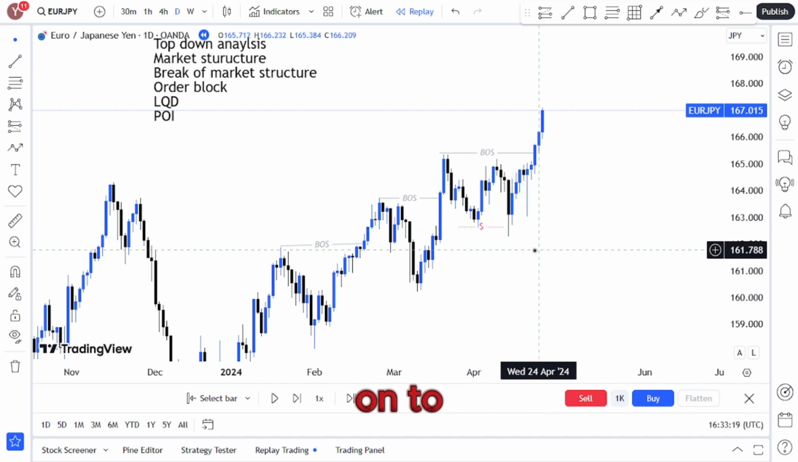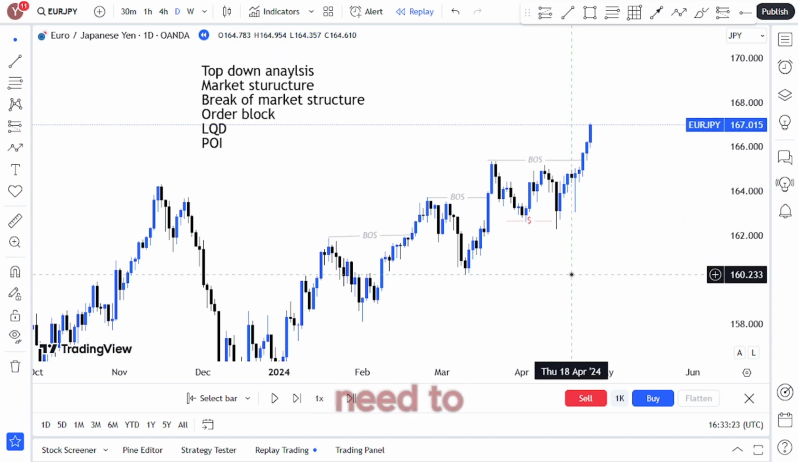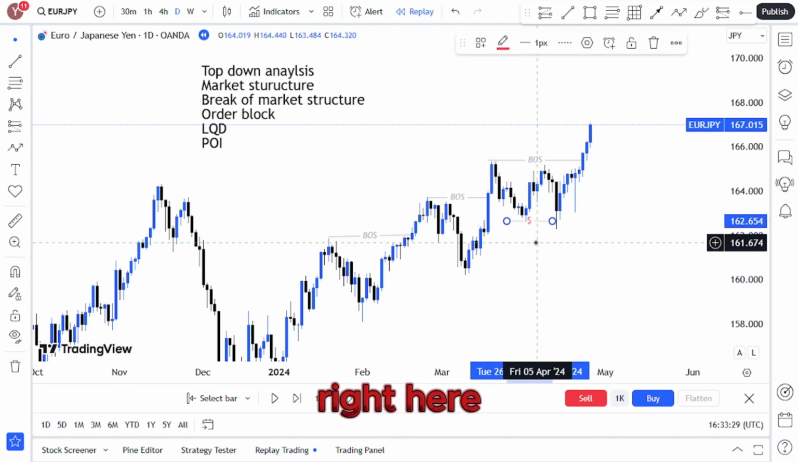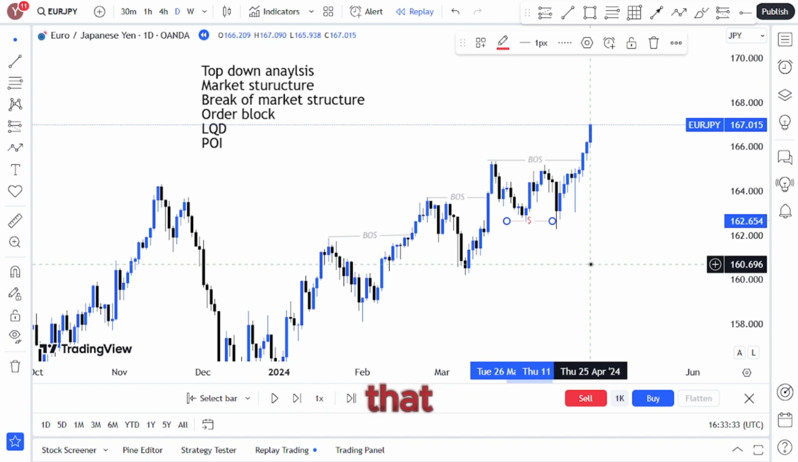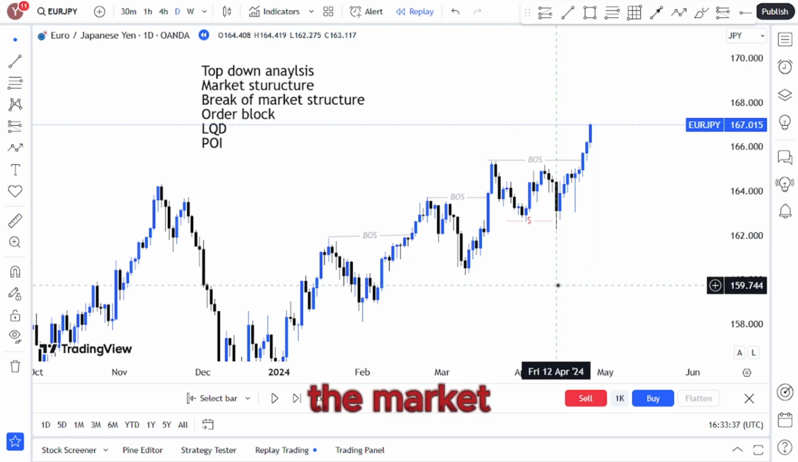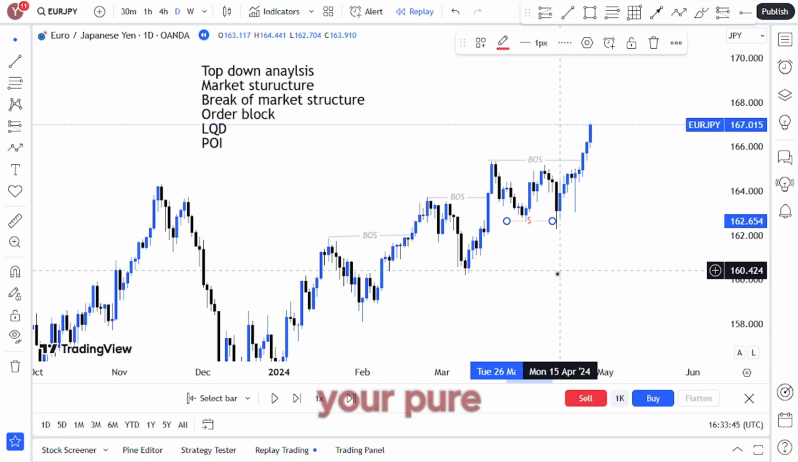Let's go on to POI. So POI is your point of interest. It is where you need to enter so you don't get liquidated like other guys who keep their stop losses right here. So to understand point of interest, you need to understand that there should be a precise place that you're going to get into the market so you don't get liquidated, just like this guy that got liquidated right here. So how are we going to find your POI?